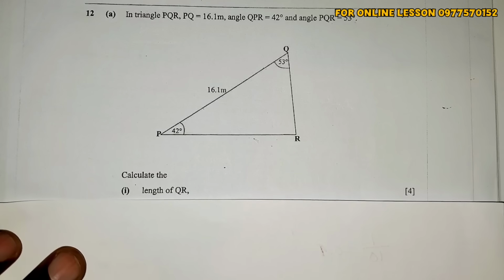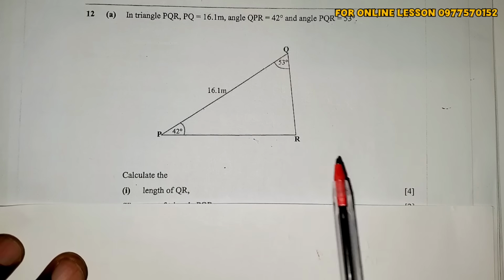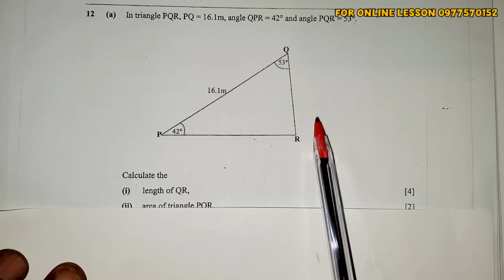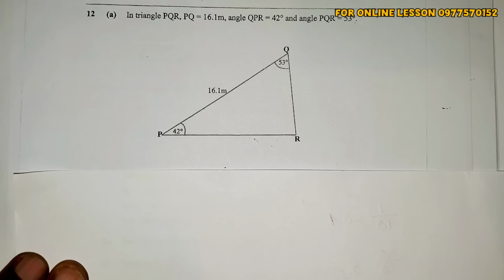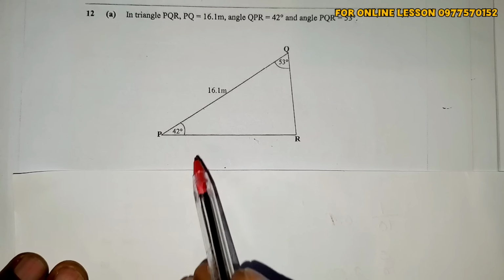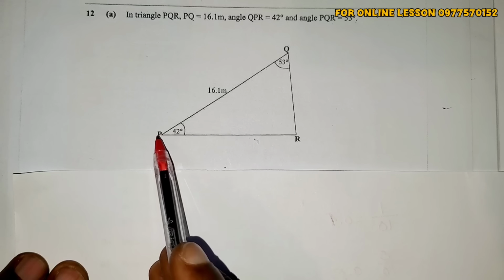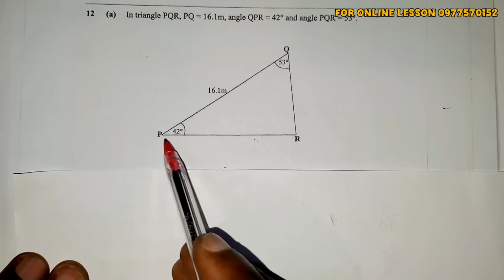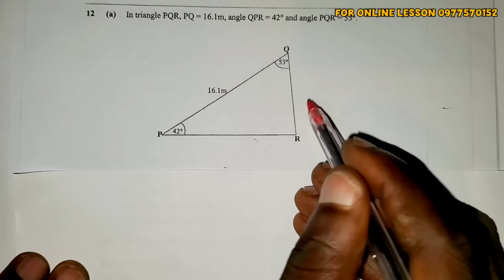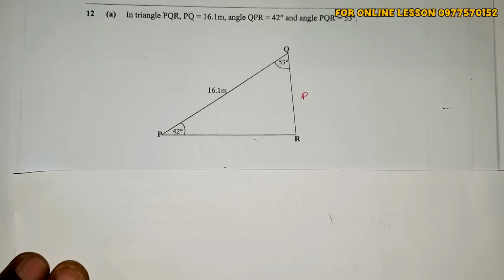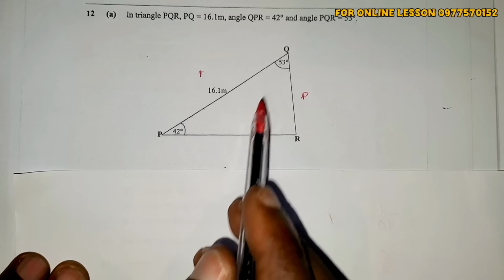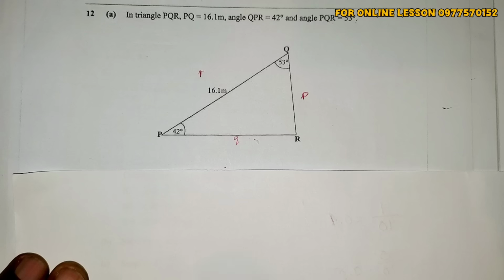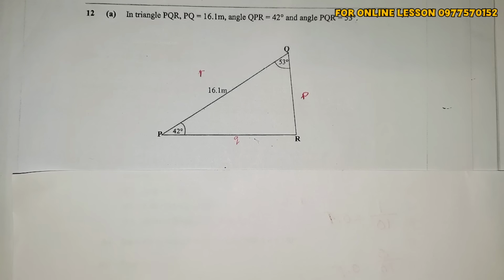The first question here, we are asked to find side QR, and it is 4 marks. Now check this, and this is very, very important. You first write the sides using small letters. This is capital P. Its corresponding side, the opposite side, is this one. So we're going to write small letter p that side. Then this is small letter r this side, and this is small letter q.